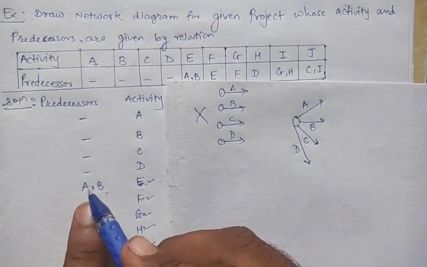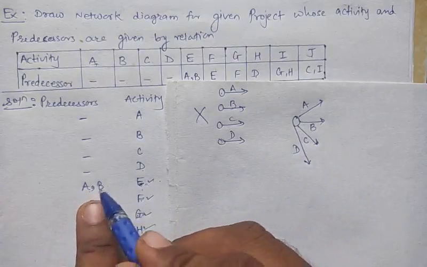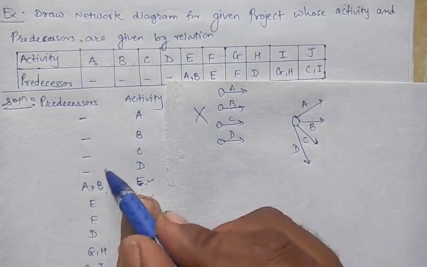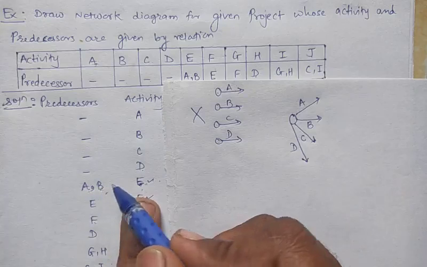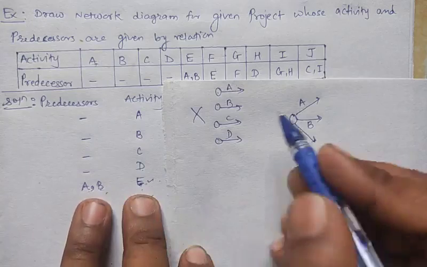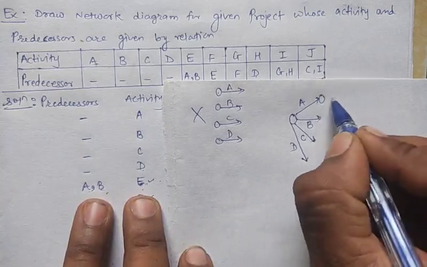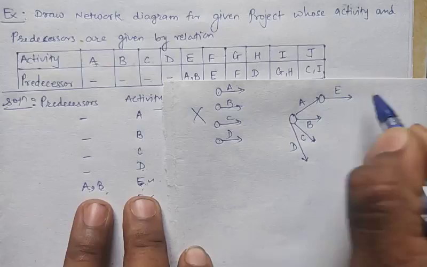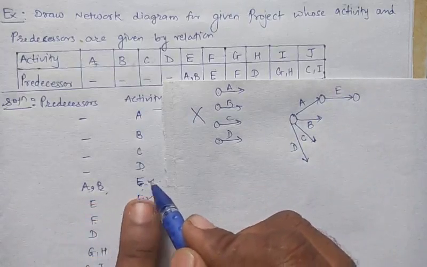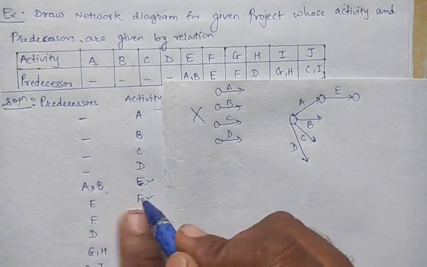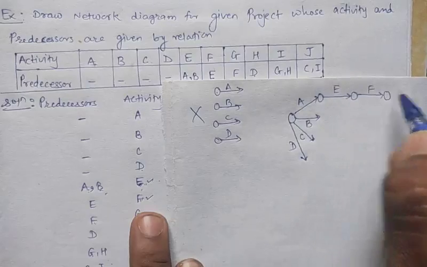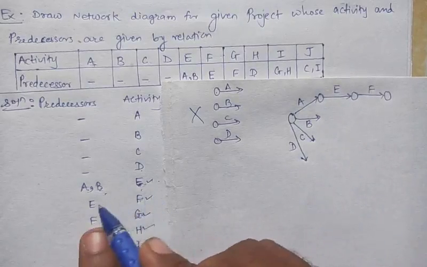Now next, here A goes to what? A and B are the predecessor activities and E is the successor activity. It means after completing the first A and B activities, it starts the second activity E. Now A, B goes to E. So first A goes to E. Next make the linking. So E goes to F. Right? A goes to E, E goes to F.